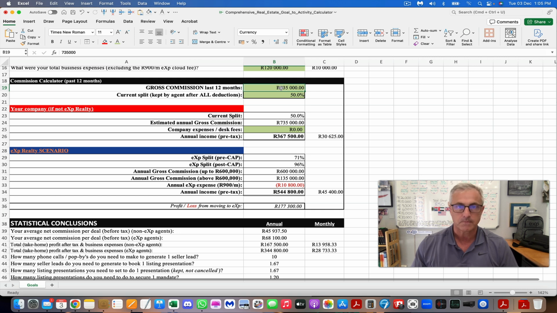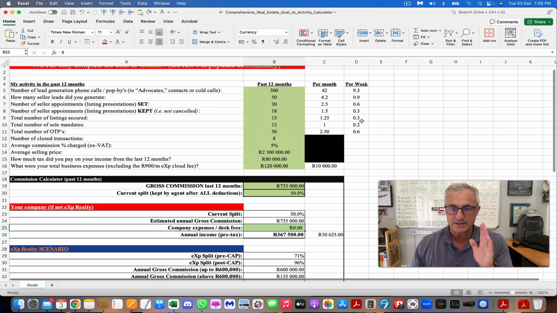You would walk away with 45,000 Rand a month if you were an EXP agent with that as your gross commission. Okay, if you've got any other business expenses, if you're not with EXP, you'd want to put them in here. Not personal expenses like the cell phone, etc., but company expenses. Let's say they charge you a desk fee. If you're a Remax agent, you may have a desk fee of 5,000 or 8,000 Rand a month, for example. You would put that in there. Okay, I hope that's clear.